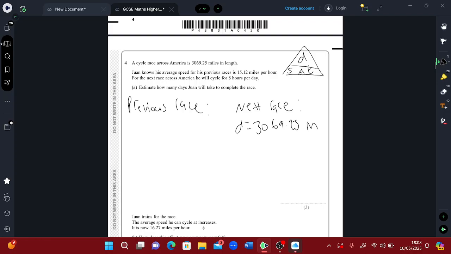Okay, so we know in this next race, the distance is going to be 3069.25 miles. Not to be confused with meters. He knows his average speed in his previous race is the speed. Distance we don't know yet. His speed is 15.12 mph. For the next race, he will cycle for 8 hours a day. 8 hours per day. Okay.